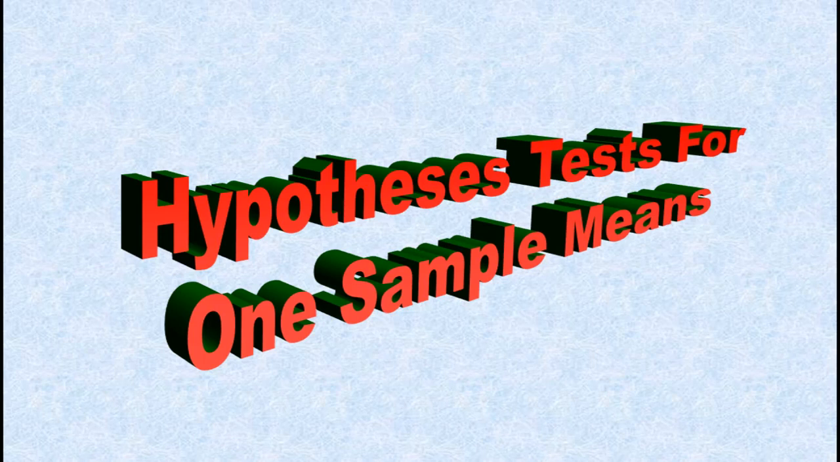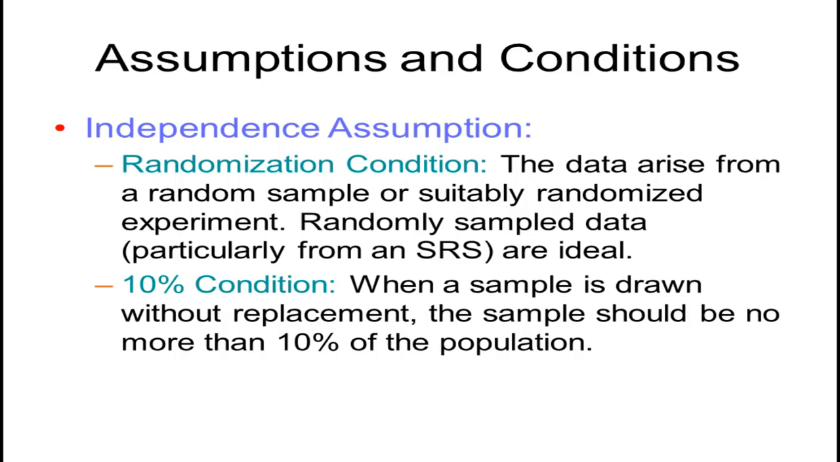Today we're going to talk about hypothesis tests for one-sample means. Our assumptions and conditions are pretty much the same as they were with confidence intervals. We have the independence assumption: in other words, are we dealing with a simple random sample? Also, our 10% condition: when a sample is drawn without replacement, the sample should be no more than 10% of the population, or in other words, population size is greater than 10 times the sample size.